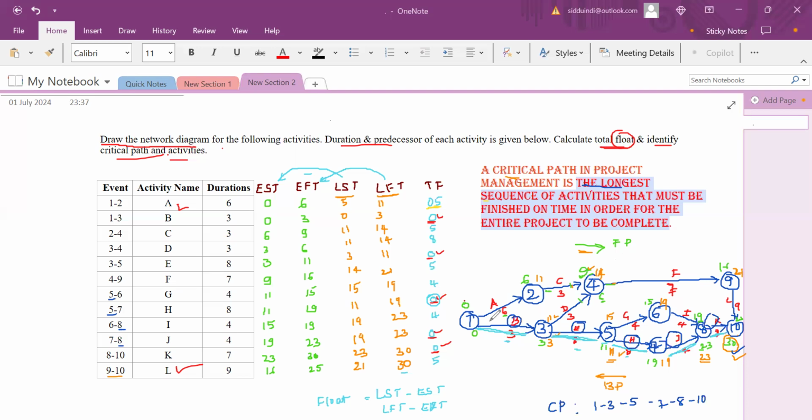This is the longest sequence of activities that must be finished on time, which means along this path, whatever activities we get, you have to complete them by the given duration itself. Then the project will not consume more than this duration.